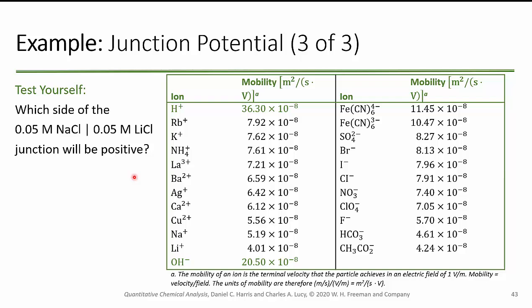So test yourself. Which side of a sodium chloride and lithium chloride junction will be positive? Here, you're going to be keeping the chlorides constant, and you're going to look at the difference between the sodiums and the lithiums. The lithium is going to move at 4.01 times 10 to the minus 8, and the sodium is going to be 5.19. So which one is moving faster? If you're moving that positive charge, what's going to be left behind? Where's that positive charge going to build up?